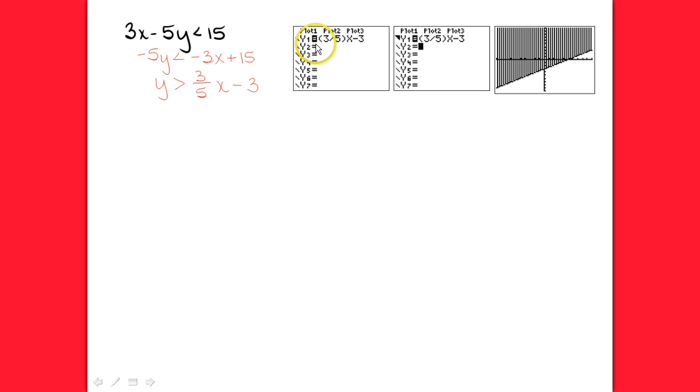So I'm going to come on to y equals and type in my equation, and then I'm going to come over and toggle between my different settings. I can choose shade above, shade below, whatever I want. So I will have to tell my calculator to shade above.